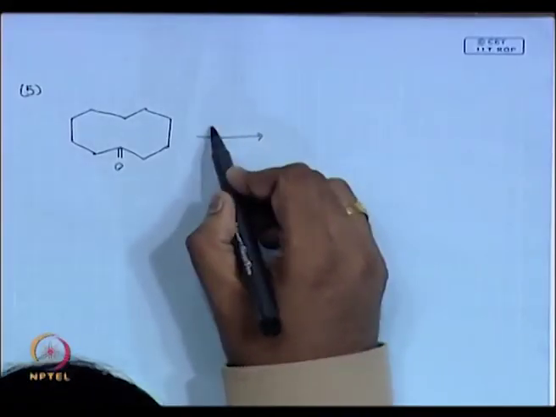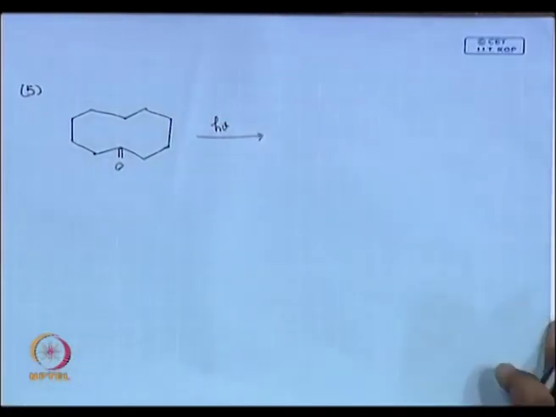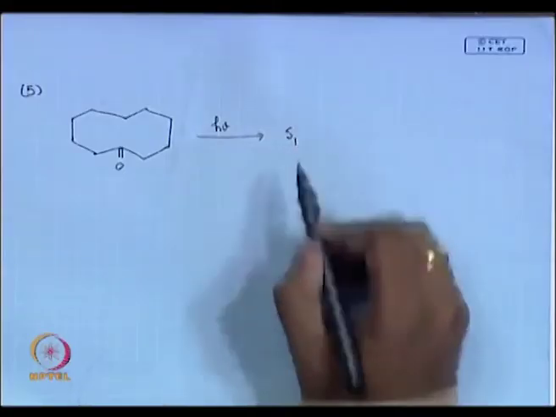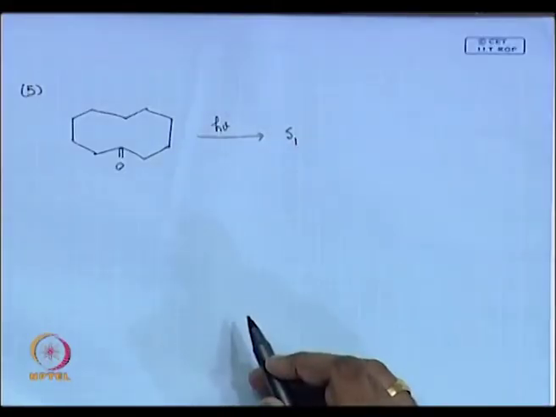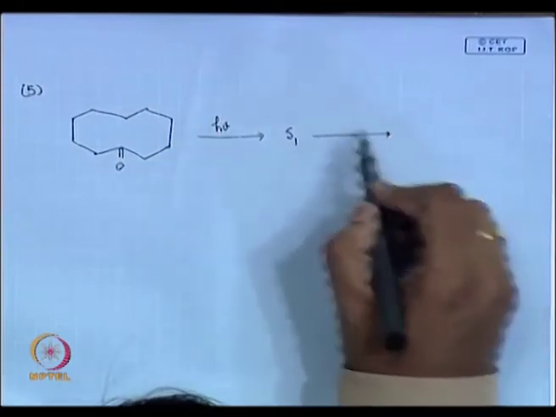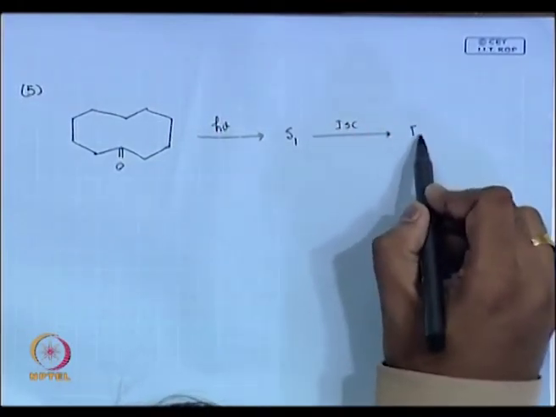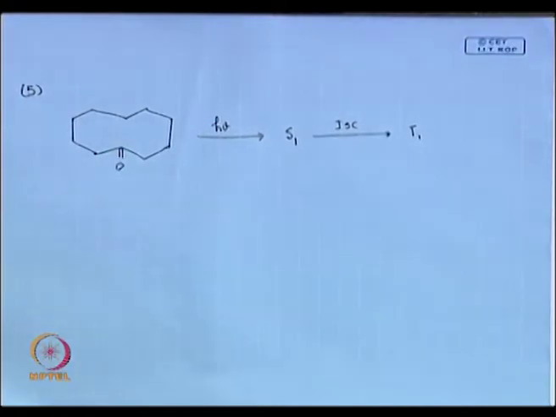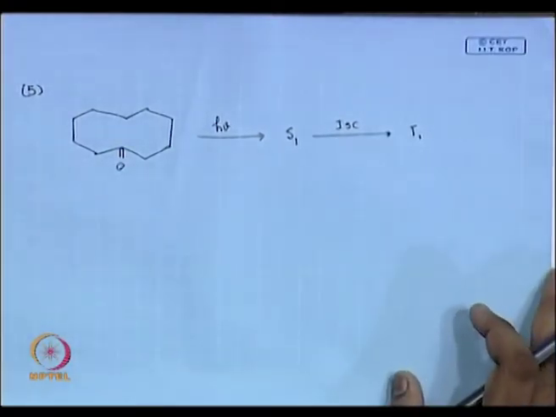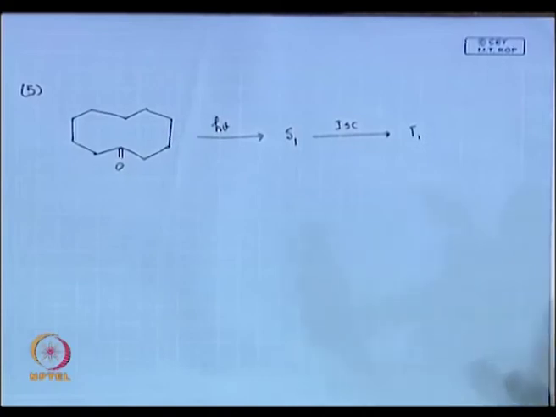So, what do you expect then? First stage, once I photolyze, it is not an aromatic ketone. So, it goes to S1, then it can intersystem cross to T1, and from T1 you get product, or you get product from both. Yeah, that is the only thing you have to remember here. You will be getting product from both.